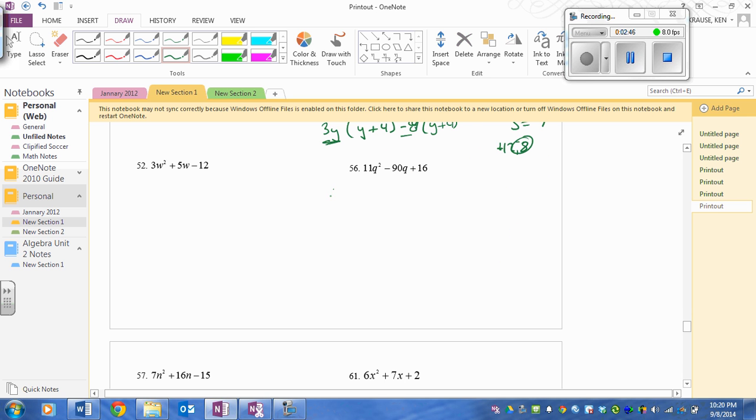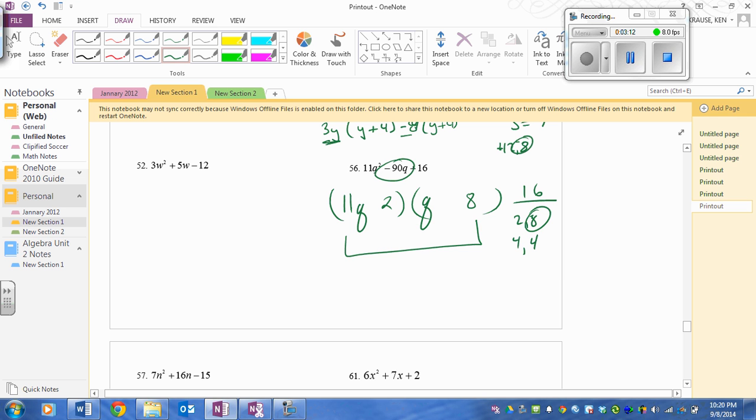I know we did this one in class. 11q and q. Now 16, I can write either 2 times 8 or 4 times 4 or 1 times 16. And if you remember what I said in class, I need to get close to 90. So if I multiply 11 times 8, doesn't that give me 88? So I know the 11 and the 8 have to multiply, so I'll put that 8 there and 2 here. So that's my 88, and there's my 2. And the sign would be the same. I'm not going to multiply 11 times 16, it's just too much work.